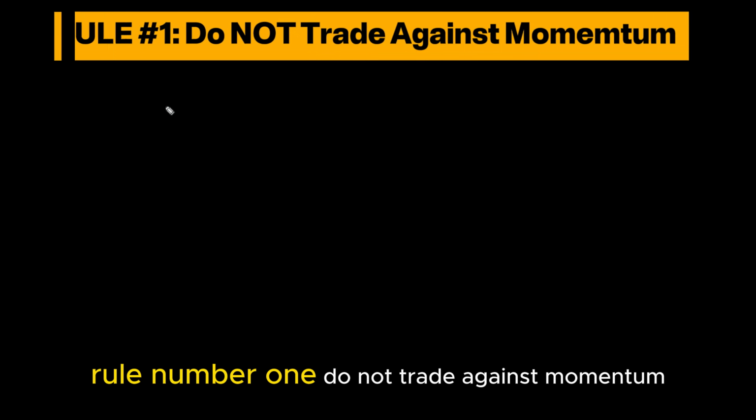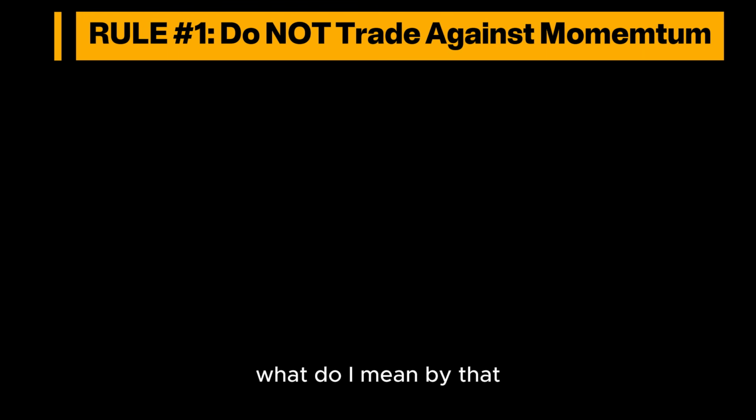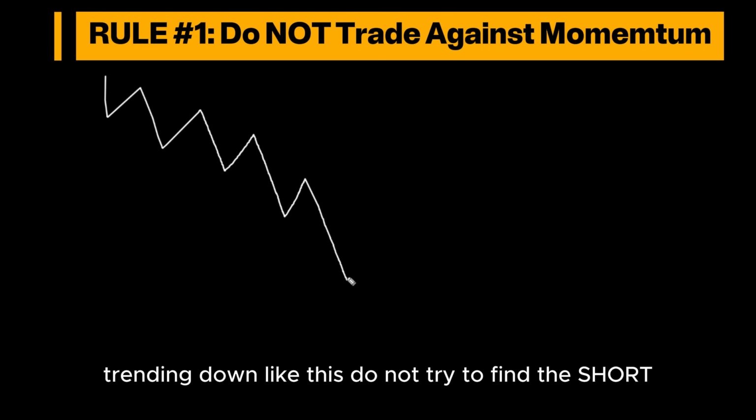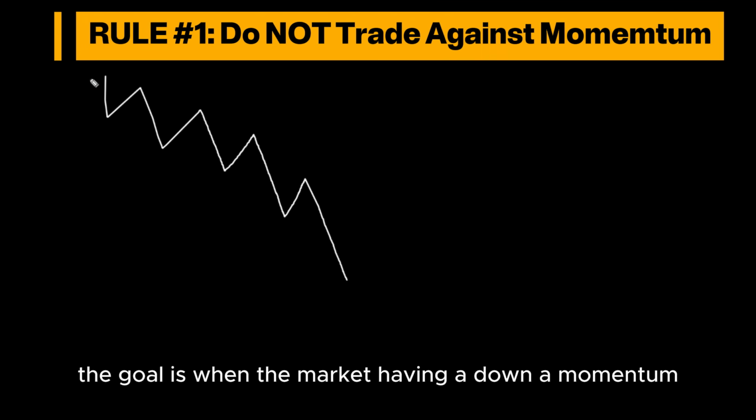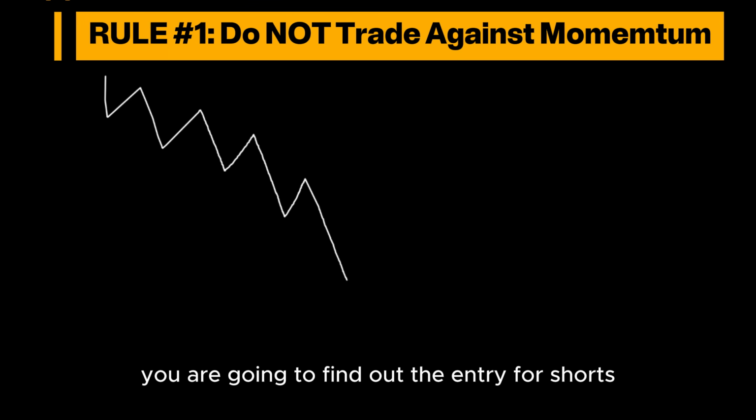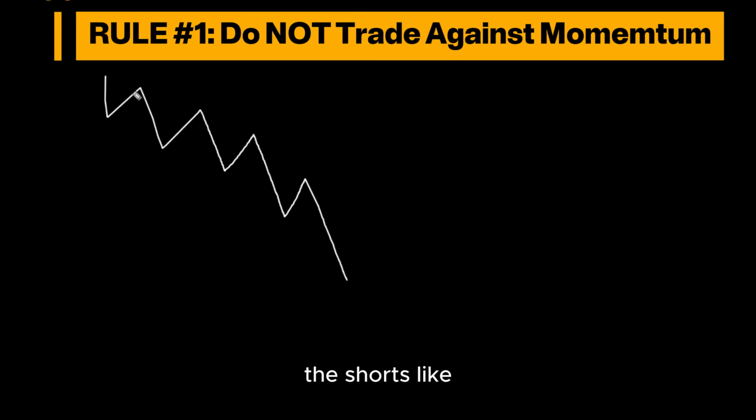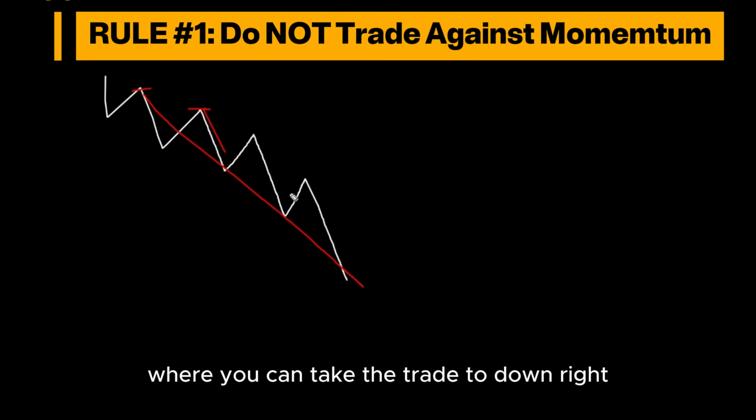Rule number 1: do not trade against momentum. What do I mean by that? Let's say the market is trending down like this. Do not try to find the short... rather, the goal is that when the market has down momentum, you find the entries for shorts. We will help you find exact shorts where you can take the trade down.